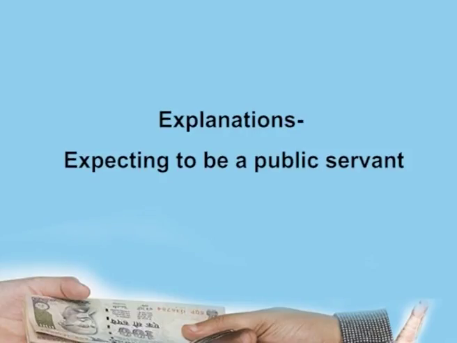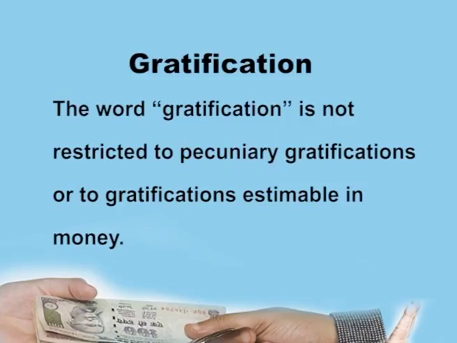Explanation A. Expecting to be a public servant. If a person not expecting to be in office obtains a gratification by deceiving others into a belief that he is about to be in office and that he will then serve them, he may be guilty of cheating, but he is not guilty of the offence defined in this section. Explanation B explains gratification.